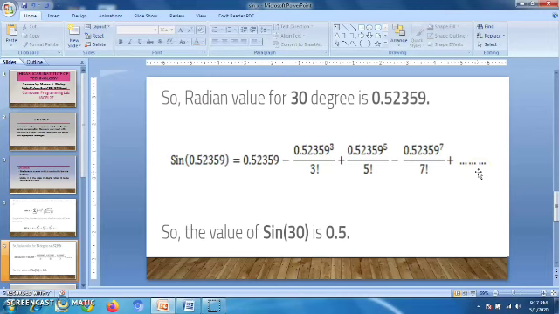To calculate this value, we will consider terms up to some extent, and after that the remaining terms will have negligible value, so we will discard those. That's why there will be a slight variation between the calculated value and the actual value. We'll see that next. Next we'll see the program.